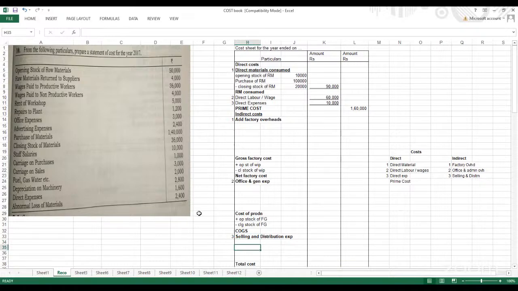Are you getting this, students? So I have taken a very small sum. You can see on the left hand side. So we'll try to post it in this given format and try to prepare a cost sheet. Why I'm doing this? Because I'm going to cover a few sums.